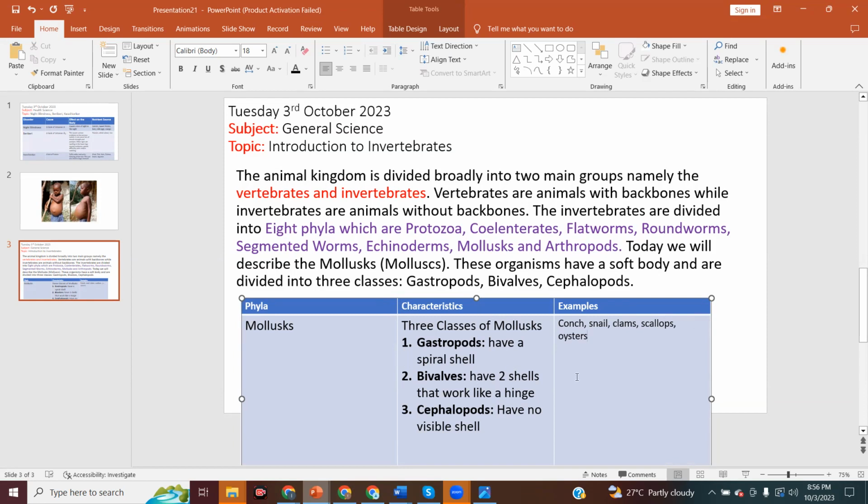So oysters would be gastropods, bivalves, or cephalopods? Oysters, what do you think? Anyone? Oysters would be the bivalves because they have two shells that work like a hinge, right? Yes, oyster. Slugs. Octopus. And squid.